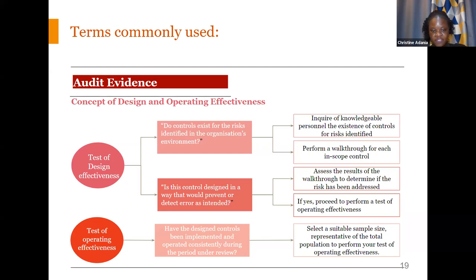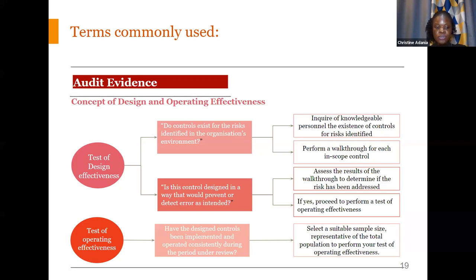Now, for the test of operating effectiveness, you're basically asking, okay, now that the control has been designed to address the risk end to end, nothing is peeping at you, nothing is just staring at you in the face like a risk, is the control working or being operated consistently during the period under review? So when you're looking at maybe a period of 12 months and they tell you the control is operated on a monthly basis, you'd expect that if you just close your eyes and pick June, they'll be able to present you with the exact evidence that they presented you during your walkthrough. Every control point is being addressed at each point, and you are able to confirm that that control is operating consistently like the way it was designed to operate. So that is the concept of operating effectiveness.